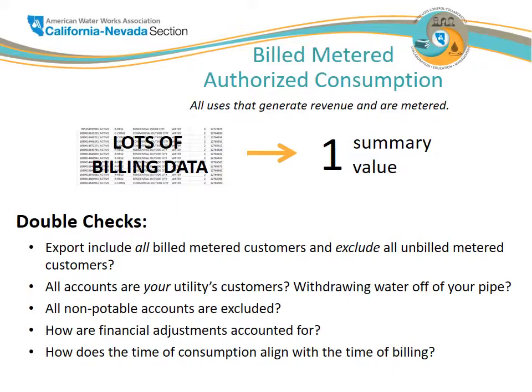All of those questions, all of those evaluations will ideally get us to a place where we are confident that from all of that billing data, we've landed with one summary value that appropriately represents the audit period's use of billed metered water, and we are confident it doesn't include any duplicates, it doesn't include any raw or non-potable water, and we're in a good place with that one rather important number.